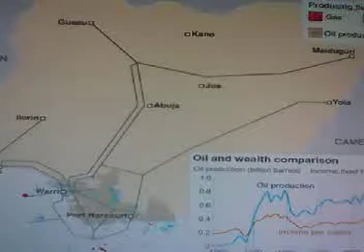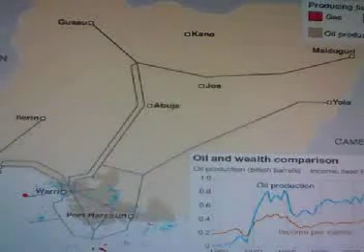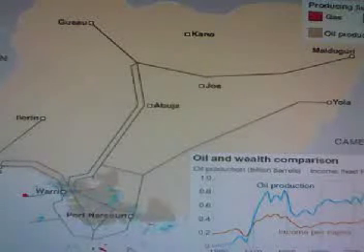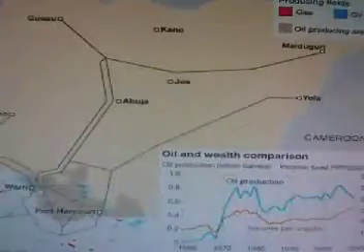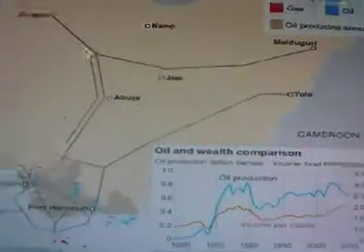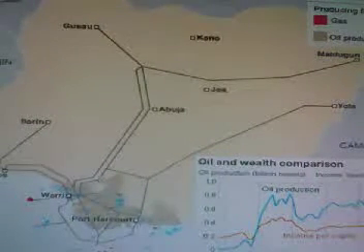Start off with this map that shows all the oil is near the Igbo land and the Niger Delta, the oil and gas producing areas. And if you look at the oil production and income per capita, that's the chart from 1960 to 2010. This also shows you where some of the cities I was talking to you about.